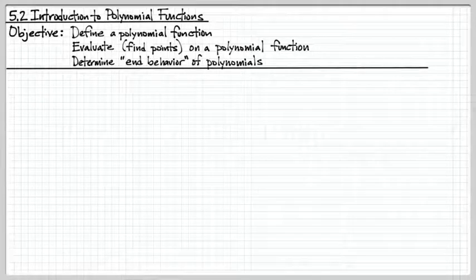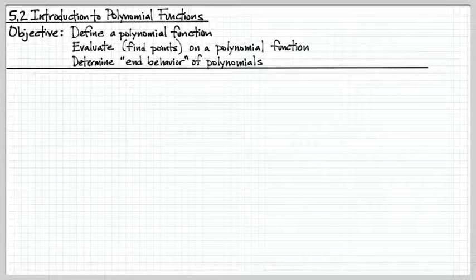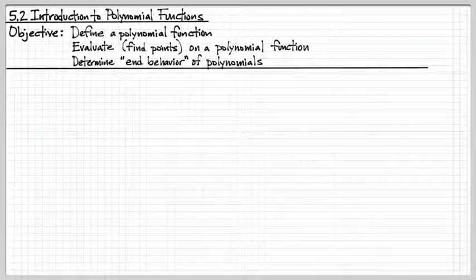In this lesson, we're going to be looking at polynomial functions. This whole chapter is about polynomial functions. So we're going to start off by defining what a polynomial function is. We're going to find a new way of evaluating points or finding points on a polynomial function. And we're also going to talk about this concept of end behavior of polynomials.